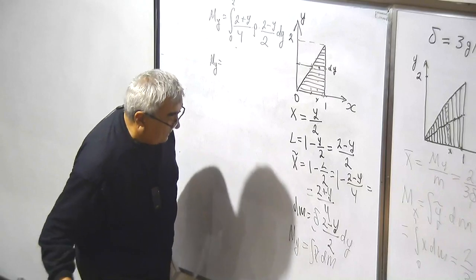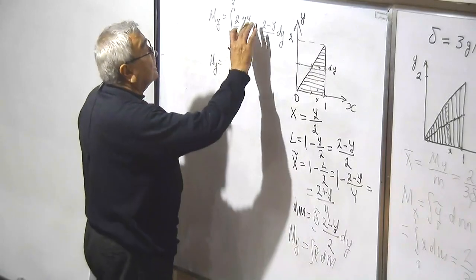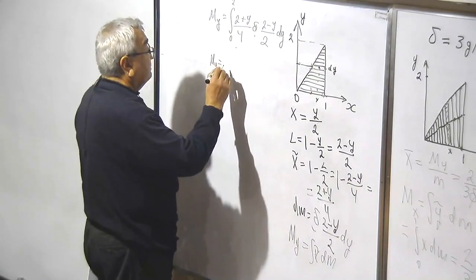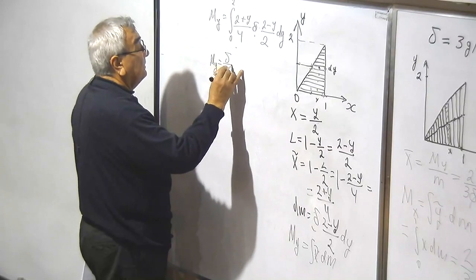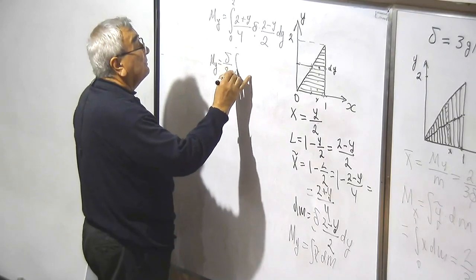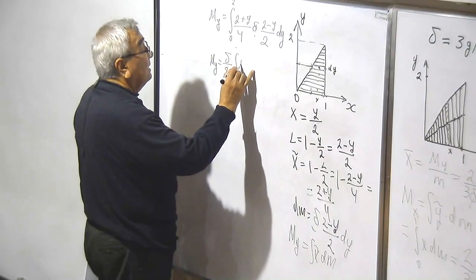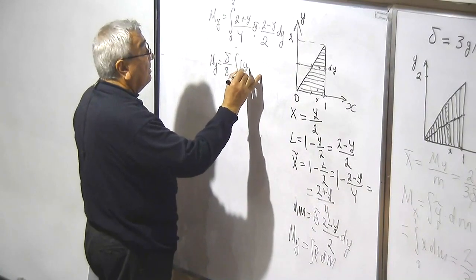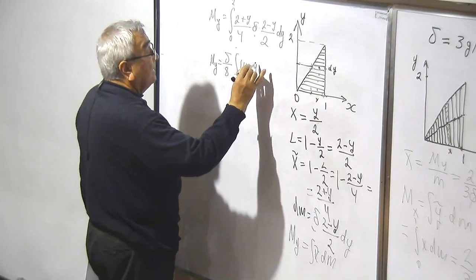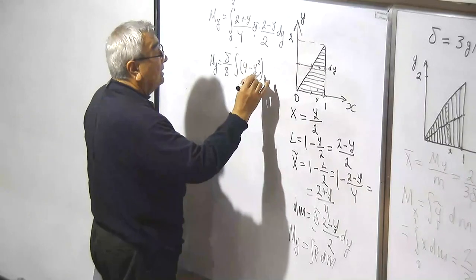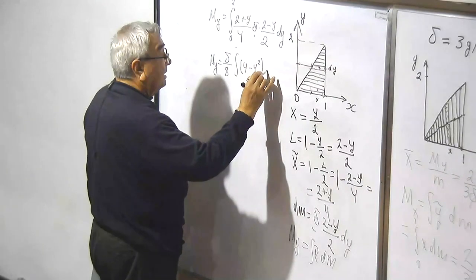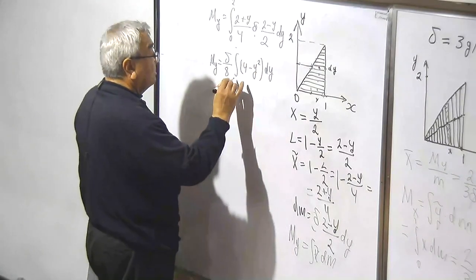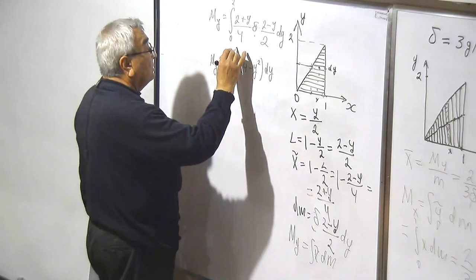That means here's a delta. Therefore, here there will be delta. That means here there will be delta divided by 8. Here we receive the integral of 4 minus y squared, y squared dy from 0 to 2.